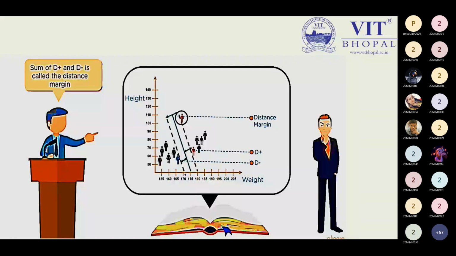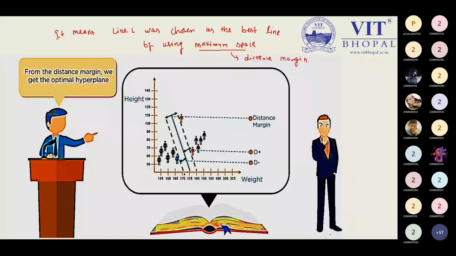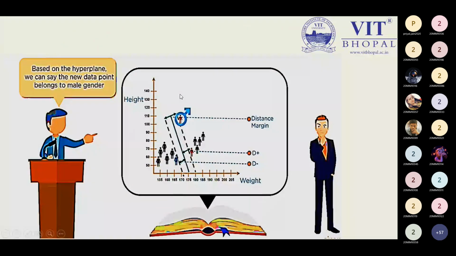So it means line 1 was chosen as the baseline by using the maximum space, and this maximum space is known as the distance margin. That is why line 1 is known as the optimal line, or the optimal hyperplane. This is the point you need to keep in mind. Based on the hyperplane, we can say the new data point belongs to the male gender. Now it is clear, and now we can easily say so.